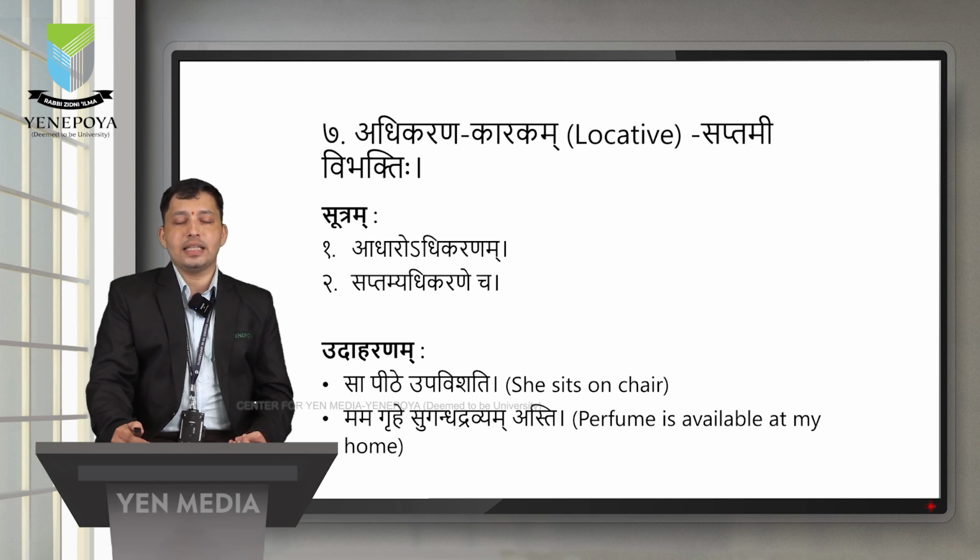In the second sentence, Mama Grihe Sugandha Dravyam Asti, the perfume is available at my home. For that availability, the support or adhara or base is griha here. The word griha represents support here. Griha means home. That's why this is in Saptami Vibhakti.